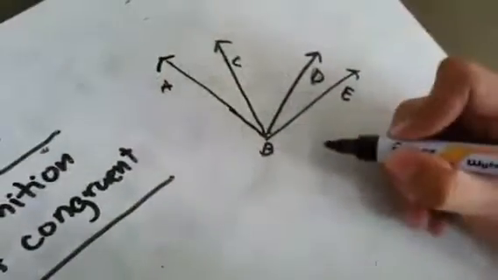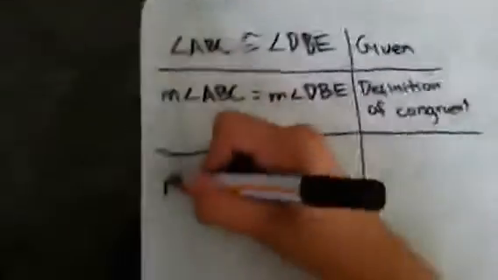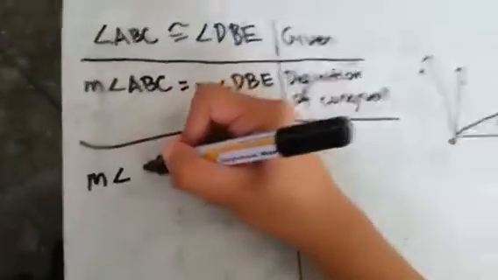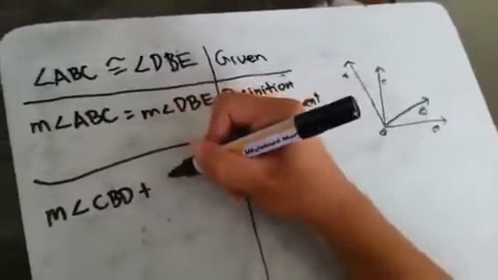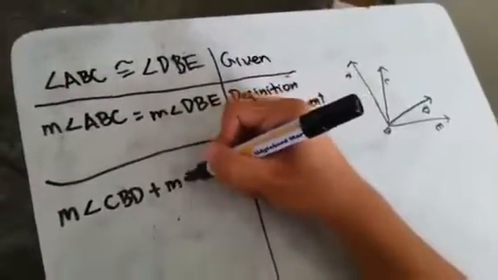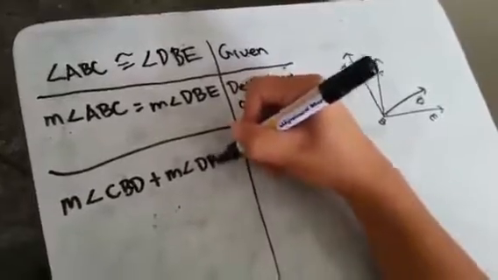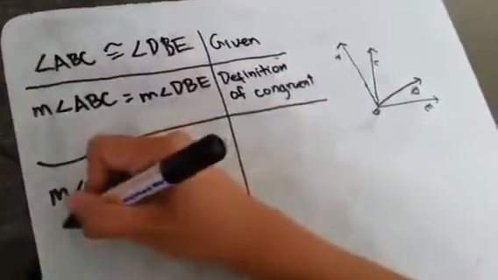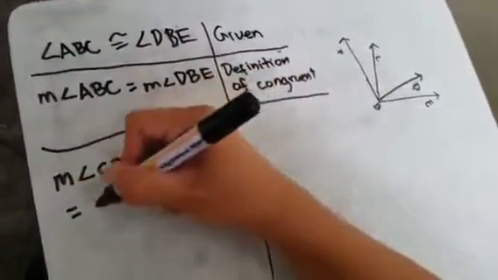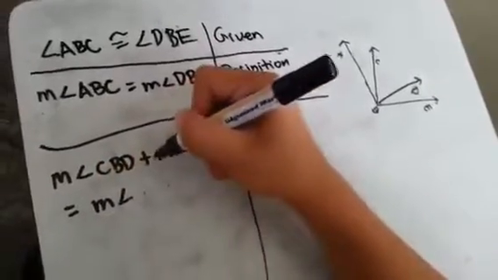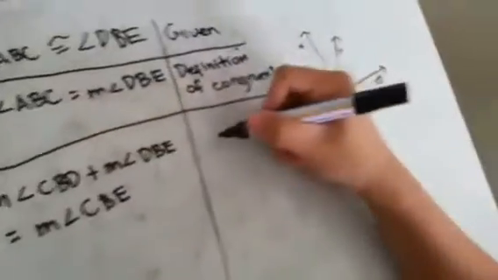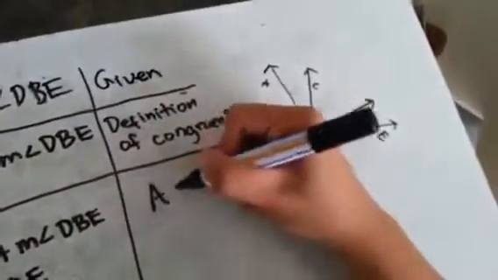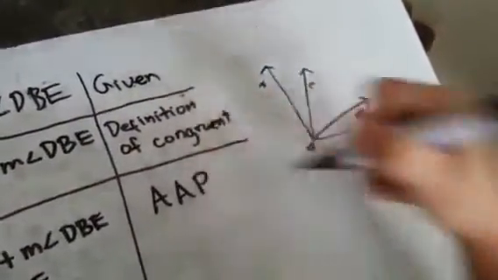As you can see in the figure, the measure of angle CBD plus the measure of angle DBE would be equal to the measure of angle CBE due to the angle addition postulate.